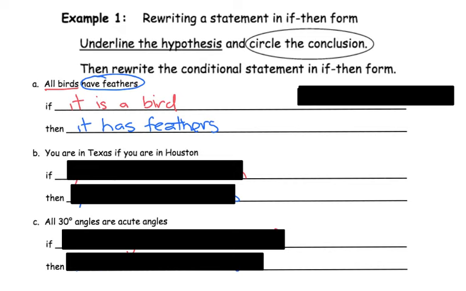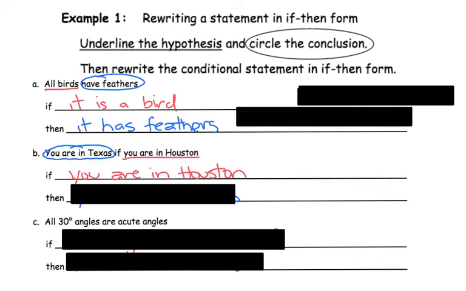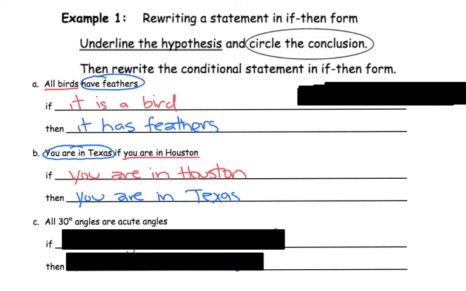Let's look at example B. You are in Texas if you are in Houston. So the hypothesis, okay, kind of a giveaway in this one because the word if is actually used here. So the hypothesis is actually you are in Houston. So therefore the conclusion would be you are in Texas. So if we write this in the conditional statement, it would be if you are in Houston, then you are in Texas. And C, all 30-degree angles are acute angles.